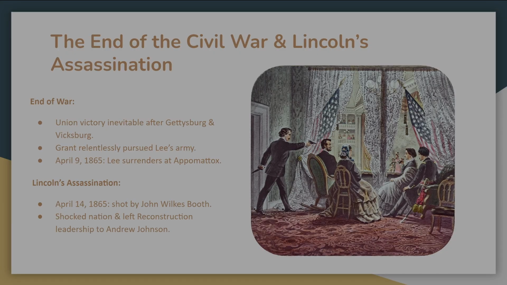The end of the Civil War and Lincoln's assassination. So at the end of the war, Union victory was inevitable after Gettysburg and Vicksburg. Grant relentlessly pursued Lee's army, and Lee eventually surrendered at Appomattox. Lincoln was shot by John Wilkes Booth, which shocked the nation and left Reconstruction leadership to Andrew Johnson.